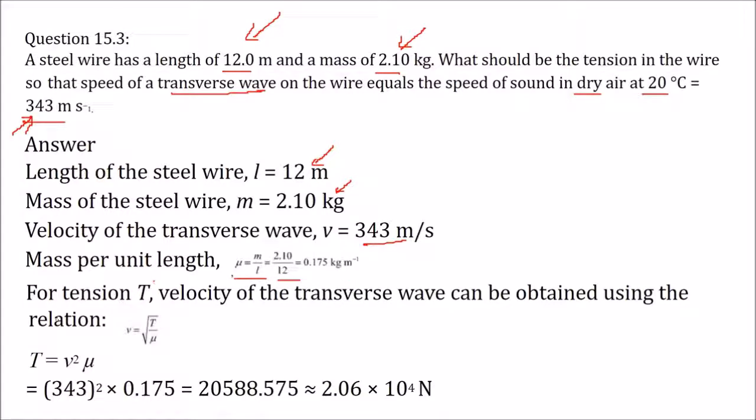For a tension T, the velocity of transverse wave can be computed using v equal to under root T by mu. So if we want to find out this T, this is v square, we have to square it and multiply with mu. So v square into mu, because v is given to us, we multiply this v square with mu, we just found out this mu, so multiply them, you get 2.06 into 10 to the power 4 Newton.